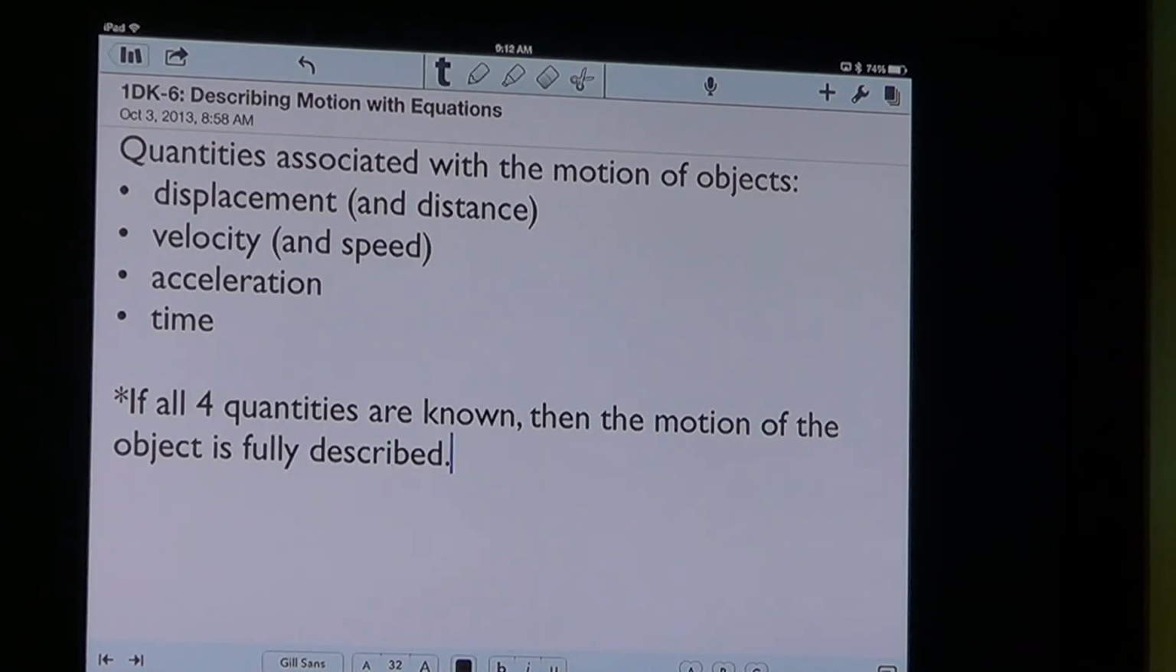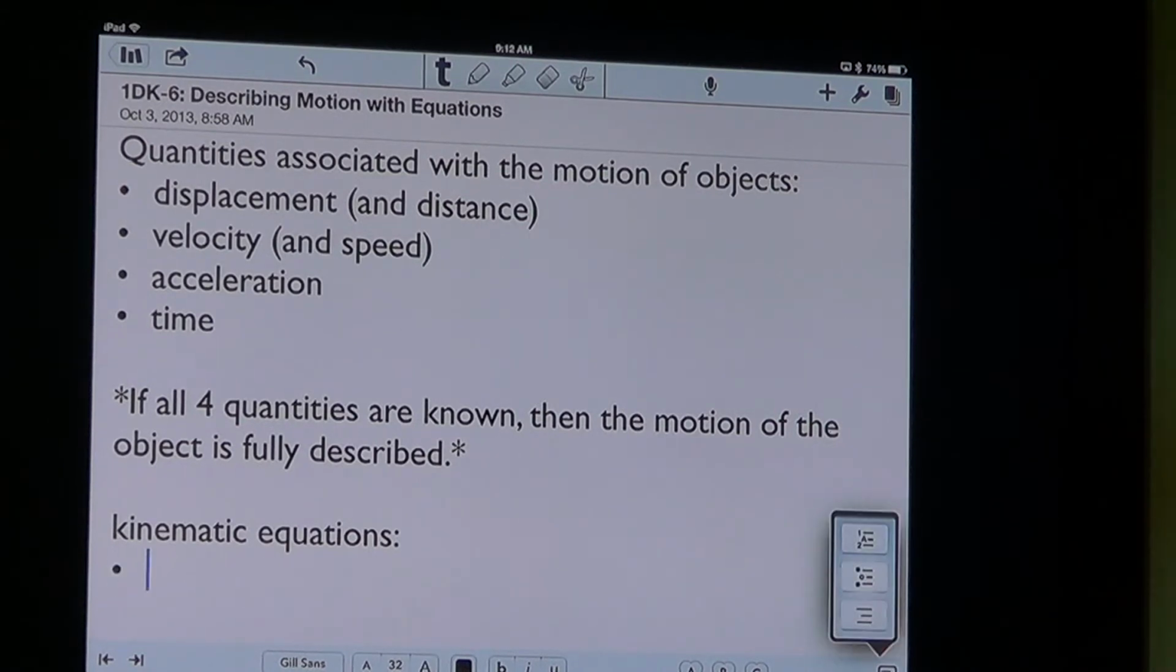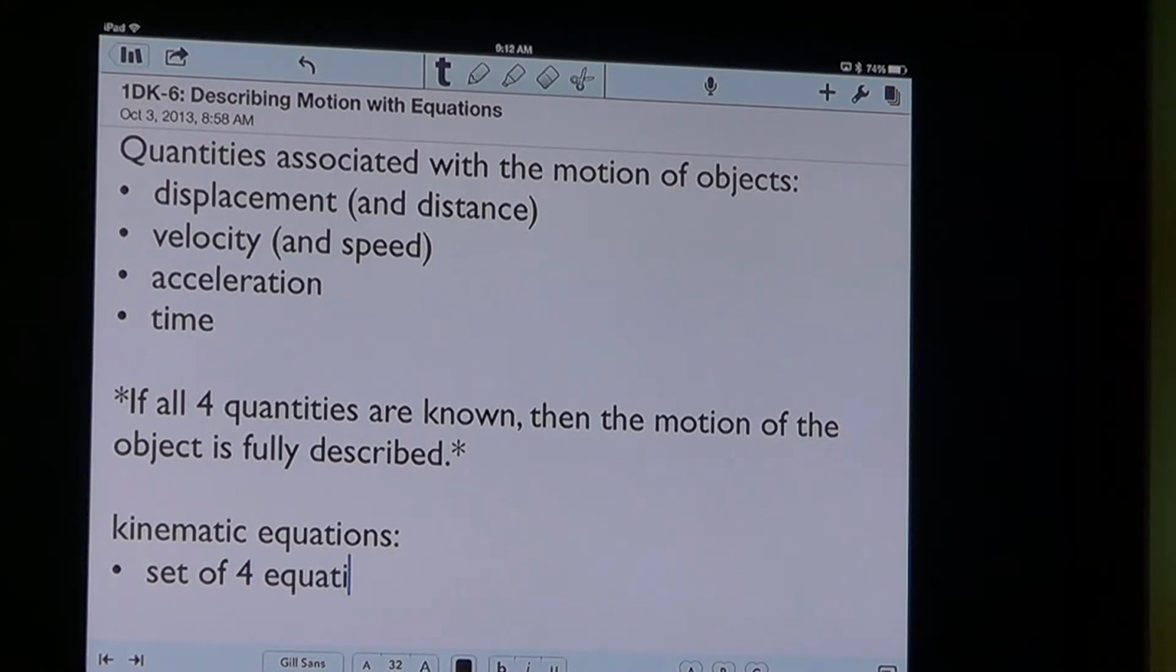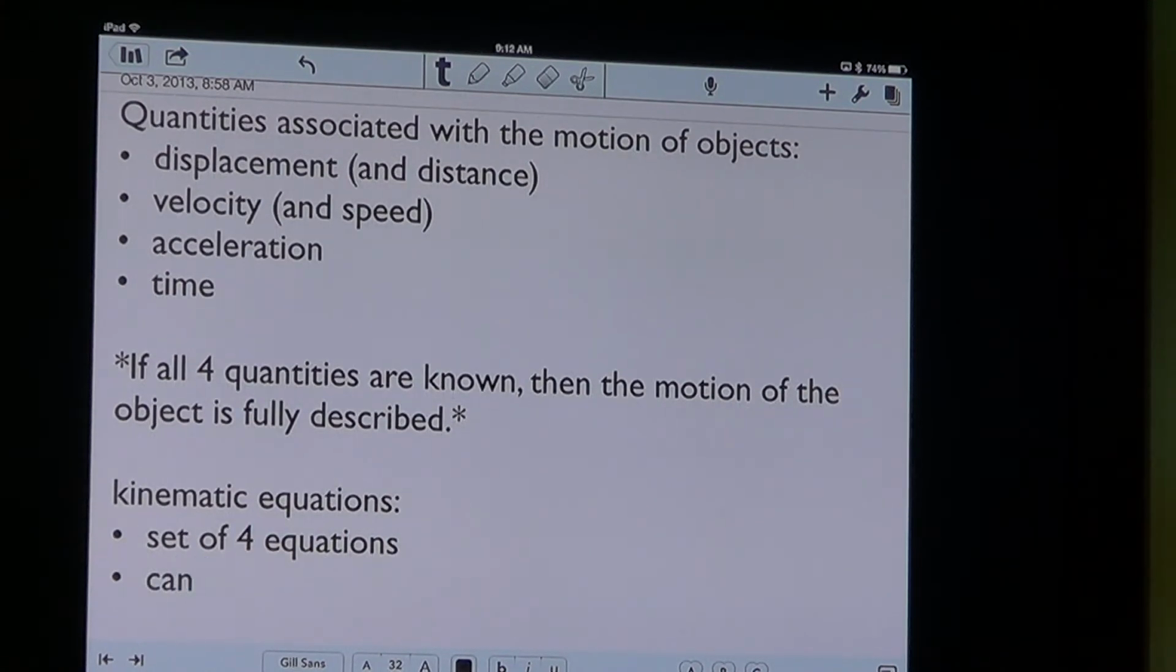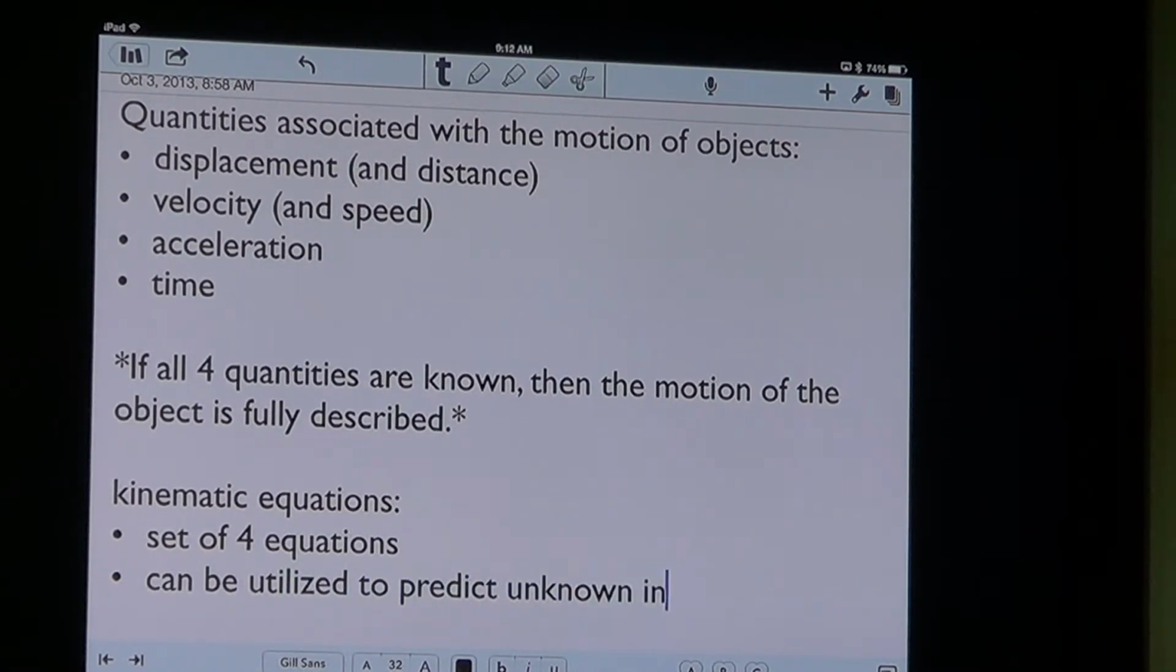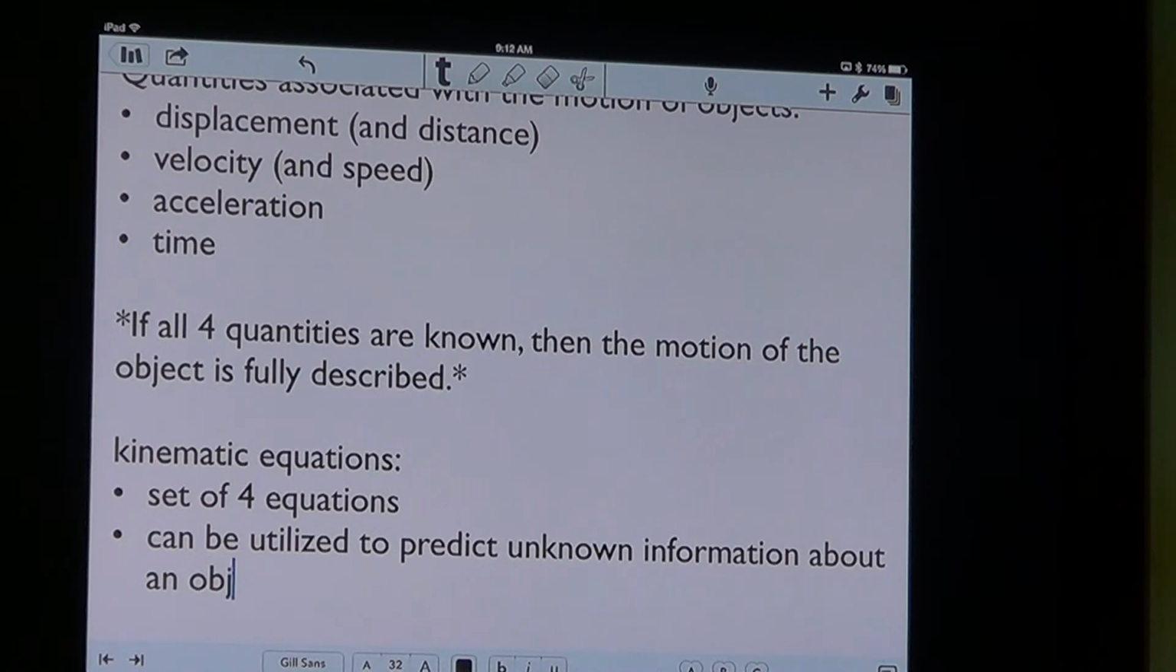But we're gonna talk about when they are not all known and how we can find the parts that we don't know through the use of kinematic equations, which are a set of 4 equations that can be utilized to predict unknown information about an object's motion if other information is known.